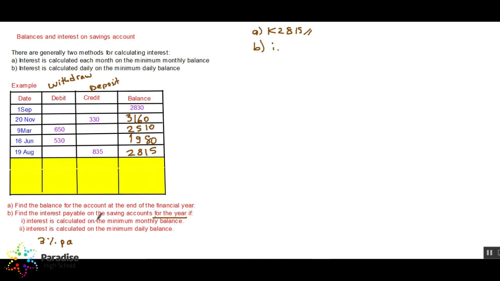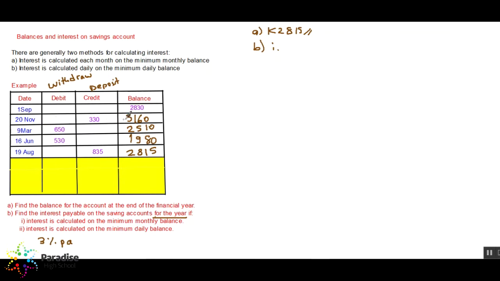The first question is interest calculated on the minimum monthly balance. We have 12 months in a year. Your account started in September, so we will calculate until the end of August. For the month of September, how much do we have in your account? 2,830 kina. In October, again, you have the same amount. But in November, on 20th of November, in the morning you have this balance in your account, and at the end of the day you have this much, 3,160 kina.